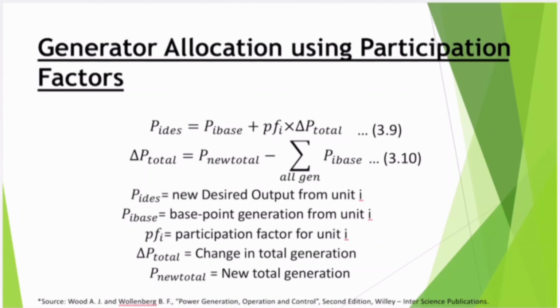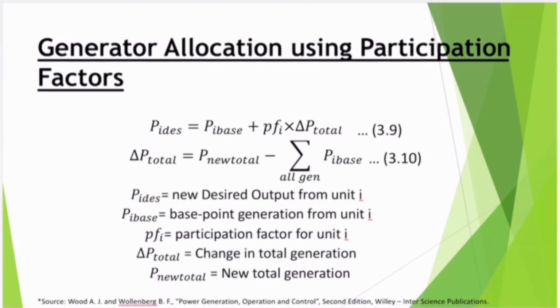It means there is a generator which is generating, let's say, X megawatt of power, but you desire it to give X plus delta X. Say the generator is giving 100 megawatt, but you desire to have 110 or 90. So there is a base point and there is a desire. Delta P total is the change in total generation that you need to calculate, P unit total is the new total generation, and PFi is the participation factor of unit 1.